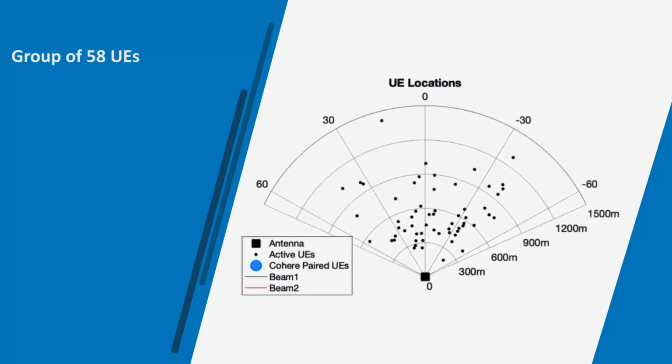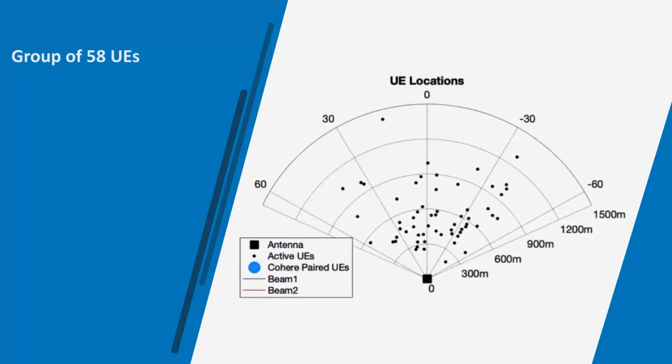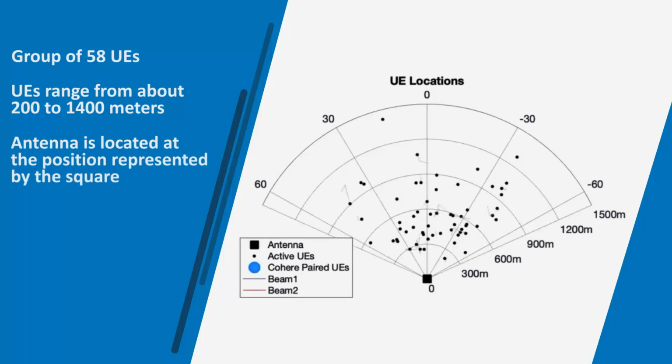The plot shows a sector where the radial axis dimensions are in meters, showing UEs that range from about 200 to 1400 meters. The antenna is located at the position represented by the square at the bottom of the plot, and its bore side direction is up toward the 0° label at the top.